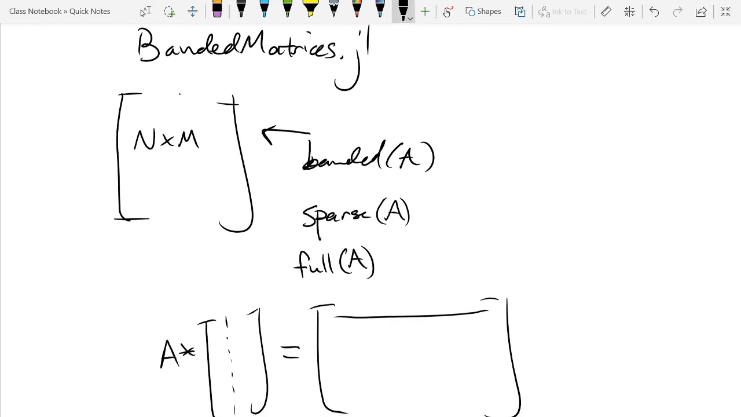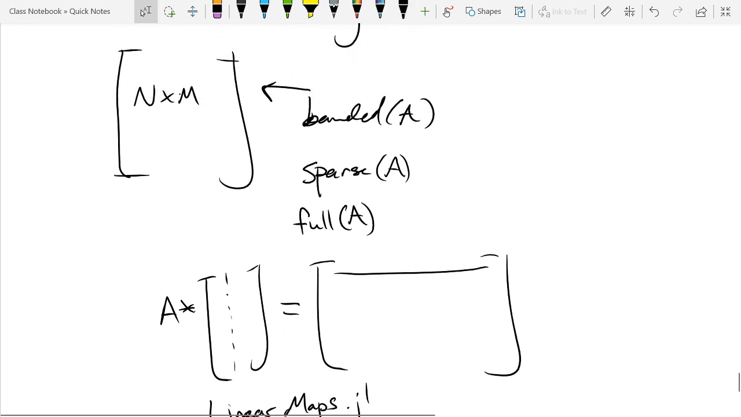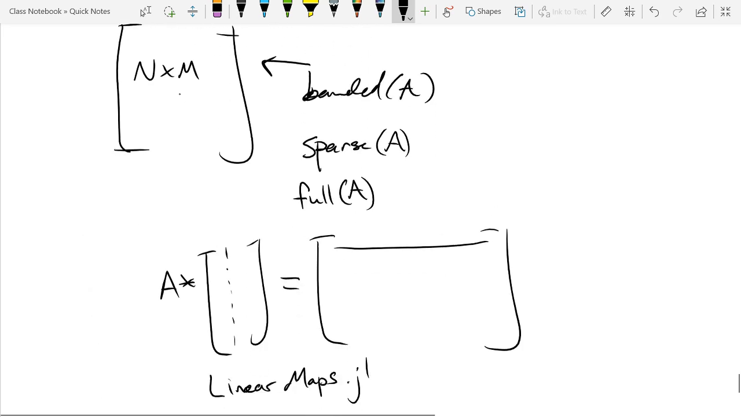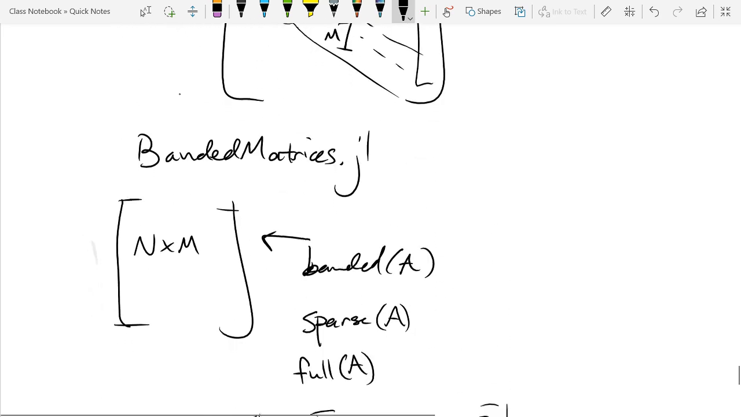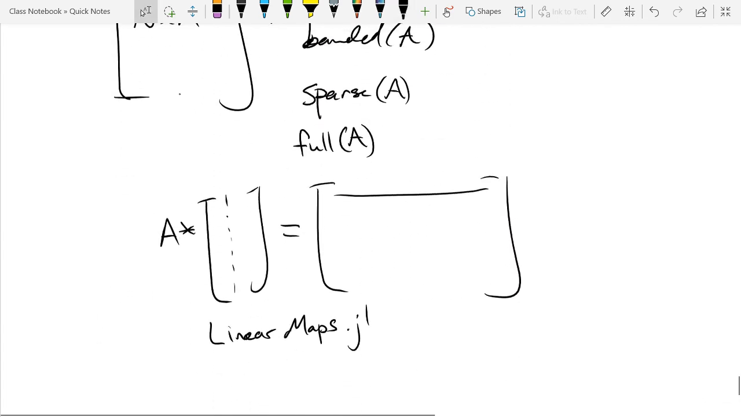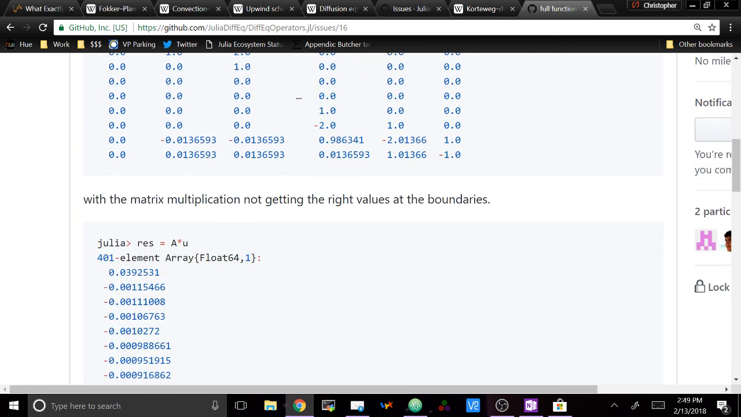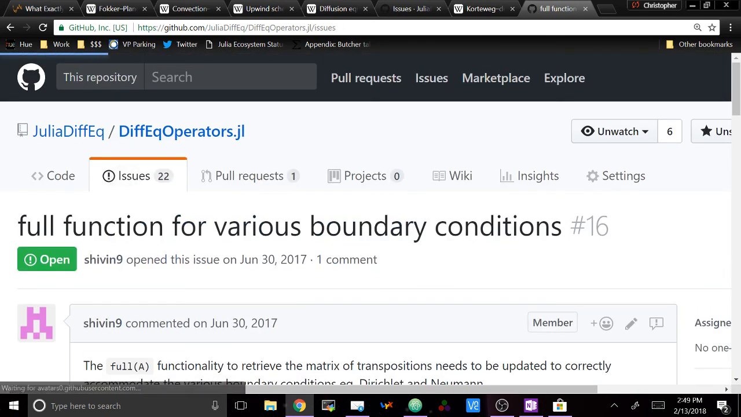What sparse can do is call sparse on the banded matrix, and full can just call full on the banded matrix. That's an easy way to implement them all correctly, because the banded matrix one is the most interesting and the most useful. The others are mostly fallbacks. So that's the other issue going on there.